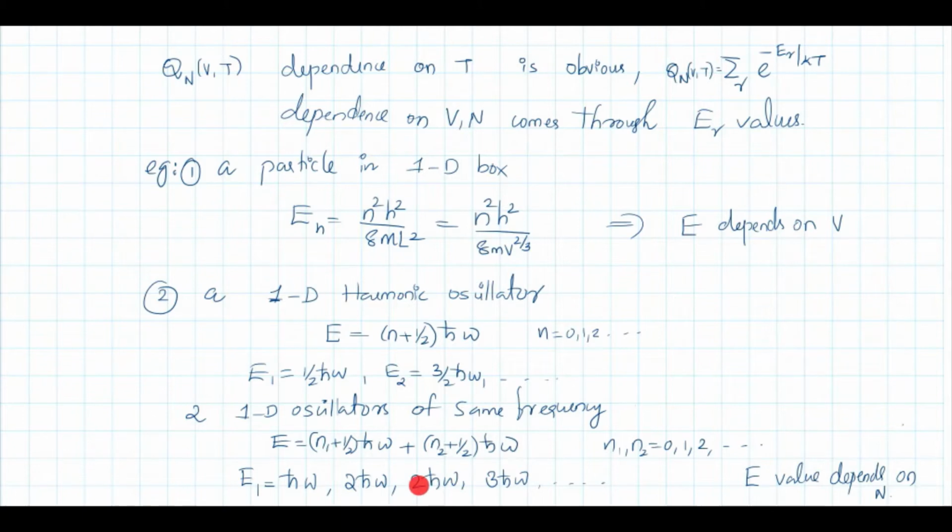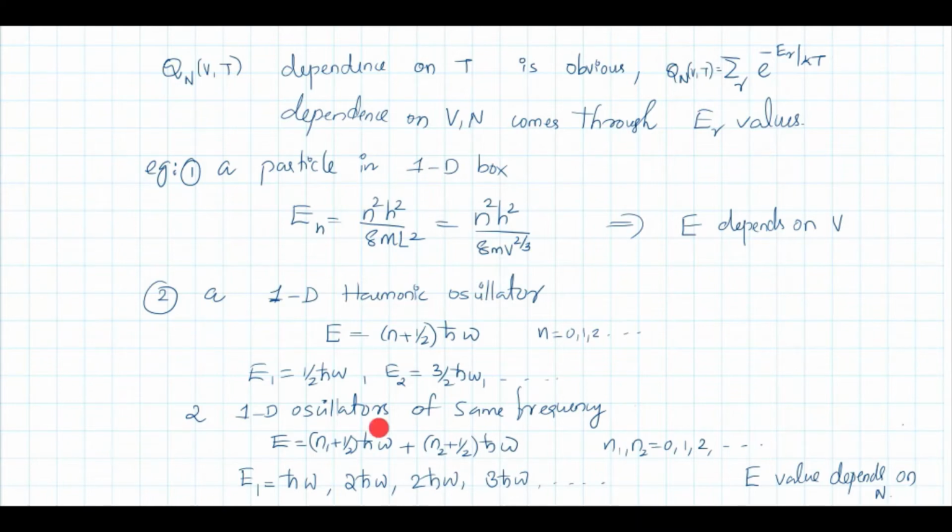That will also give you a 2 h cut omega. Then N1 can be 1, N2 can be 1. That will give you 3 h cut omega, and so on. So, these are the possible energy eigenvalues if the system consists of two one-dimensional harmonic oscillators.